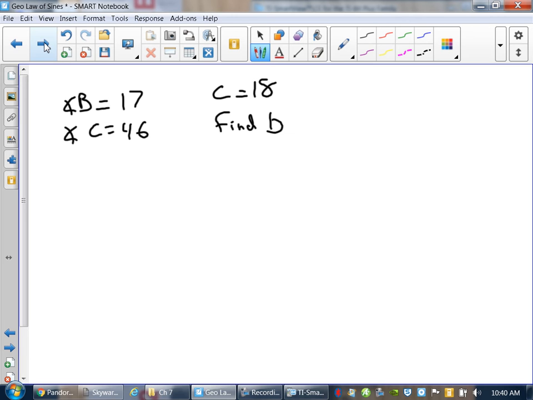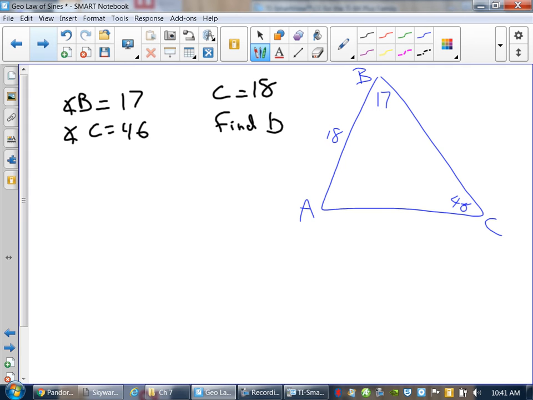Yeah. And you pick up on that right away. So what you want to do is draw out what you have. Angle B 17. Angle C. Label it out. So we have 46, we don't have A. 18, C. 17. You need a little b and a little a.